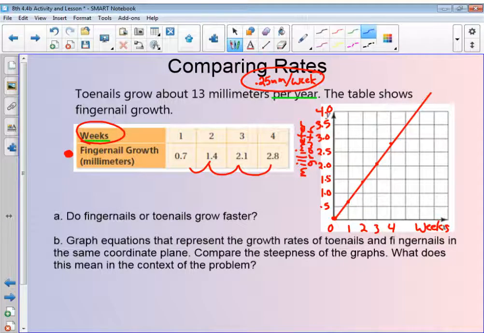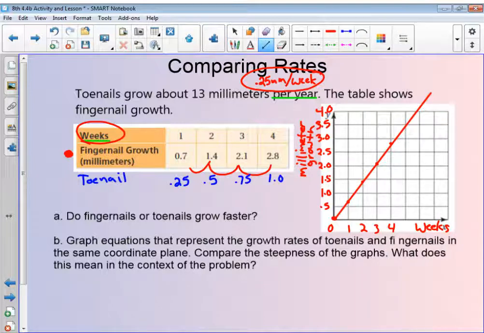So now I'm going to go ahead and figure out toenails. So for toenail growth, each week it changes 0.25. So at week 1, it would be 0.25. And at week 2, we would be 0.5 because it's 0.25 per week, or 0.25x if that's how you want to look at it. Okay, so then at week 3, it'd be 0.25 times 3, which would give me 0.75, or each week we're just adding 0.25. So then at week 4, it would be 1.0 or 1 millimeter. Okay, so we're going to just graph out through 4 weeks and then extend our line.